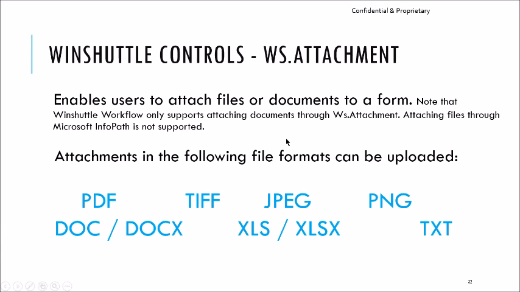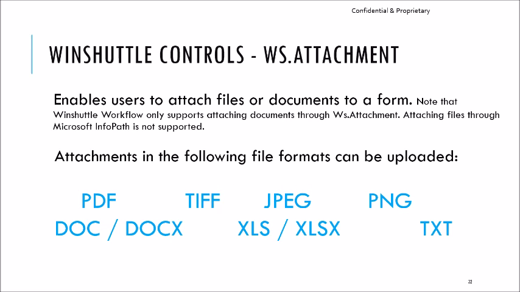The WS attachment control enables users to attach files to your form. You can see at the bottom the different types of attachments: PDFs, TIFFs, DocX, Word documents, Excel files, JPEGs. I had even one user ask me, can I attach zip files? And the answer is yes, even though it's not listed. You can attach zip files. So these are the file formats that you can attach.